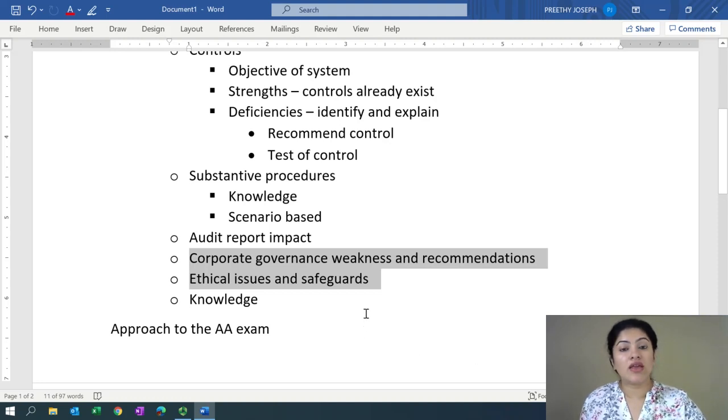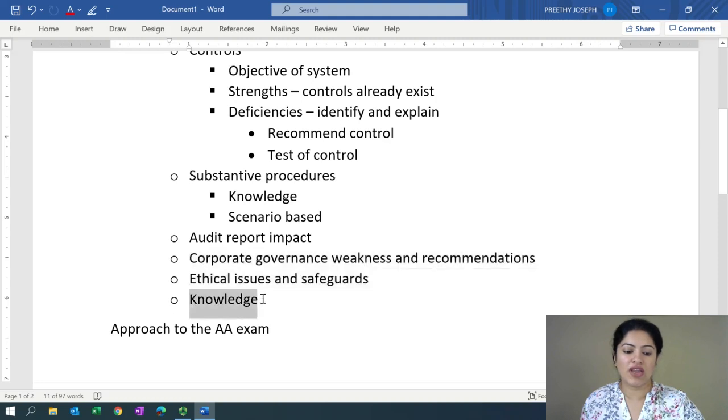Knowledge will be there in the 30 marker as well as in the 20 marker. There will be an element of, as per ISRs, what are the contents that you need to know. So they would be worth anything between 3 marks all the way to 6 or 8 marks. There will be elements of knowledge in your exam as well.